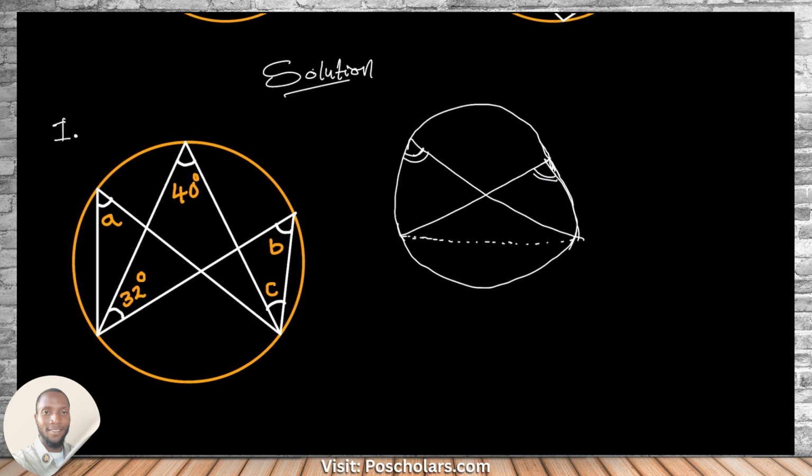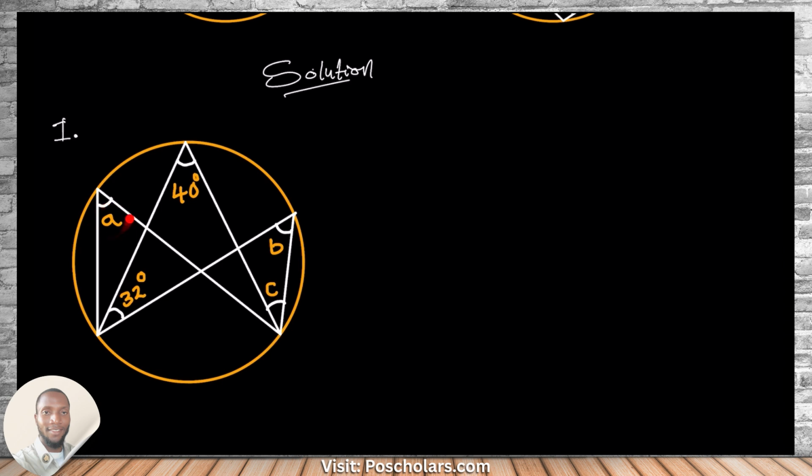You can see this angle is sharing this chord, and this arc. Similarly, this angle is also sharing this chord, so that makes this angle and this angle equal. So I believe you should be able to identify this pattern in any circle geometry problem. Now let's solve this question. We are asked to find letter A, letter B, and letter C. Now let's do this together.